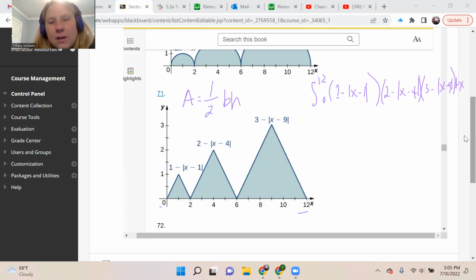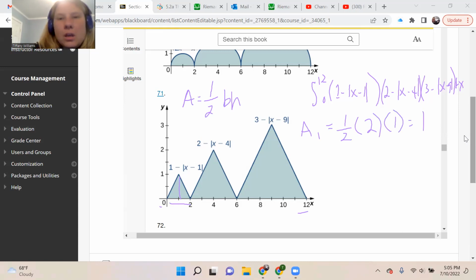So the area of, let's just do area 1 here, would be 1/2. My base is going to be 2, and my height is 1, which is going to give me a grand total here of 1. We can use different colors. Look at me getting creative here.